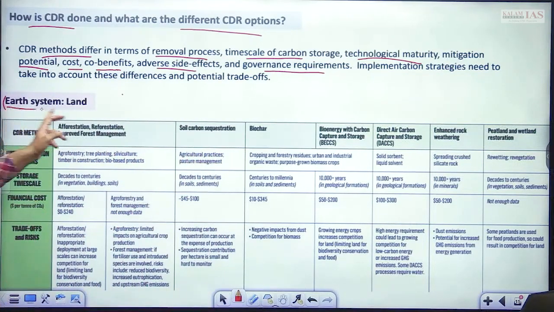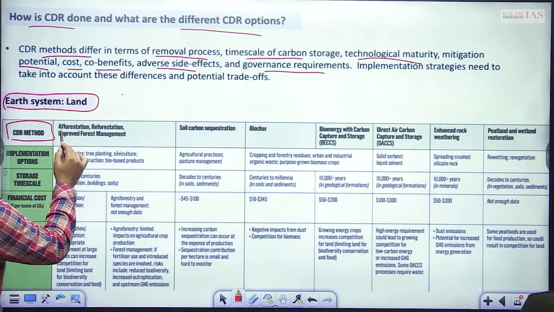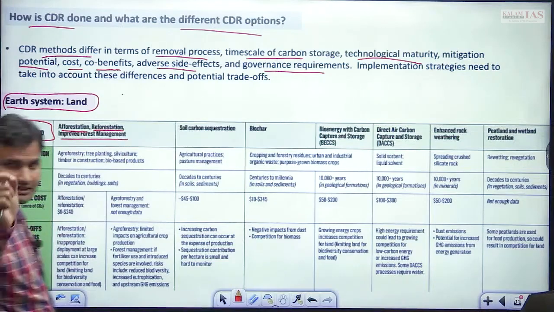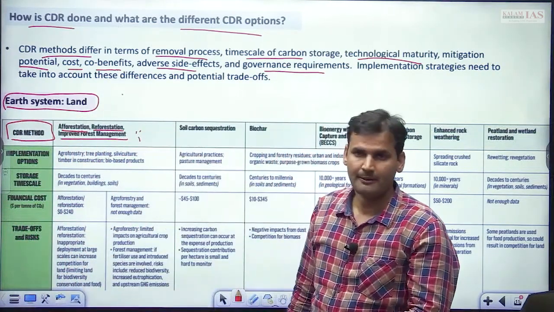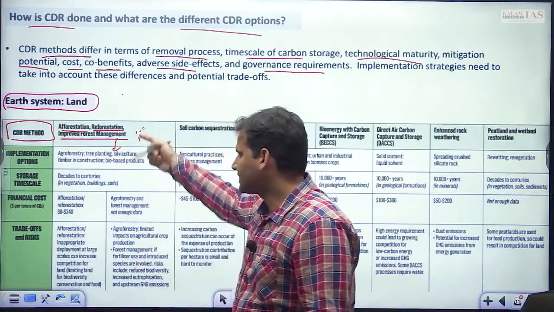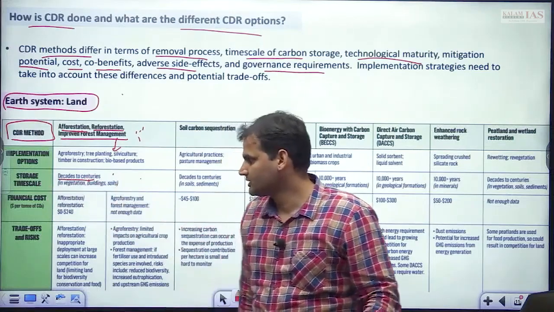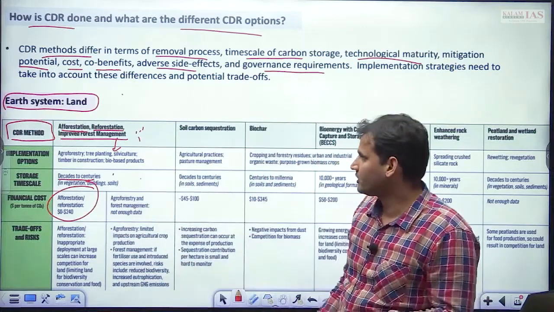Then for example, if we consider land as an earth system, this is a CDR method which has been given. The CDR method can be afforestation, reforestation and improved forest management. Now this is deliberately being done by humans. This is not natural vegetation, right? So it includes agroforestry. And for what time period? What is the storage time? So that is for decades to centuries. What financial cost will be involved, right? And everything for that matter.